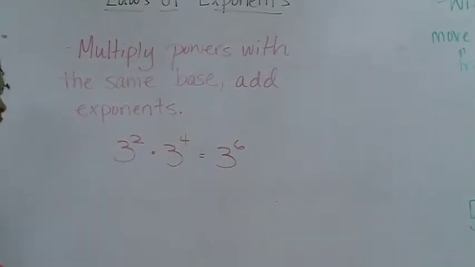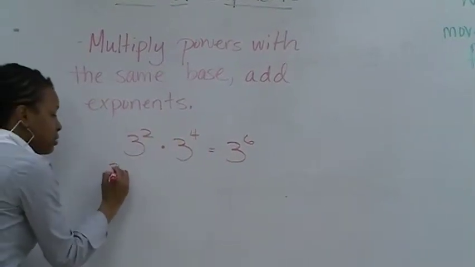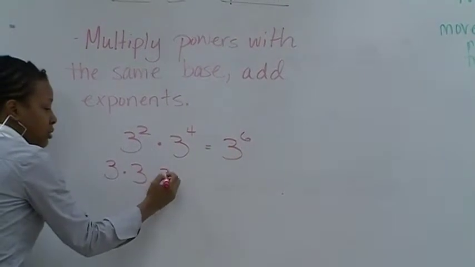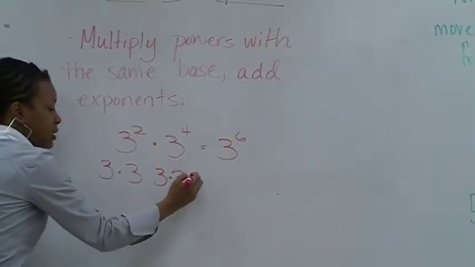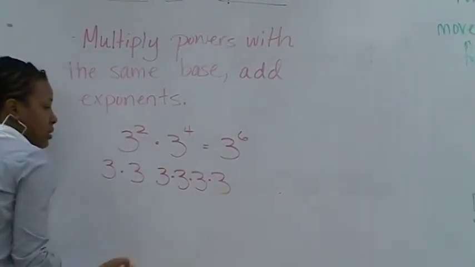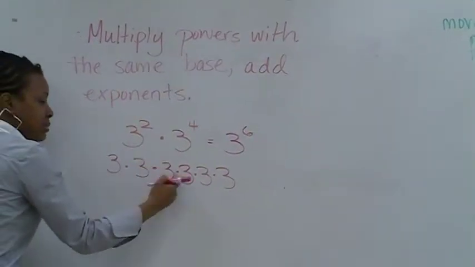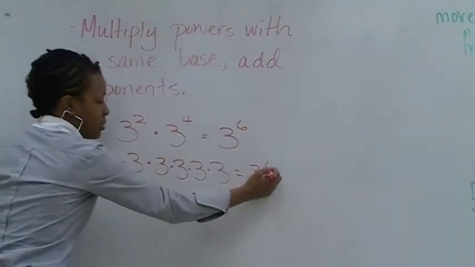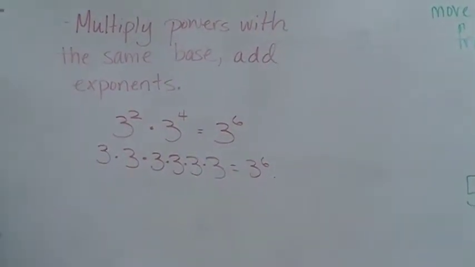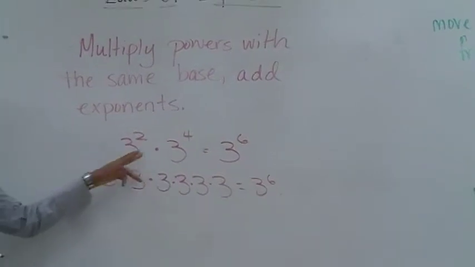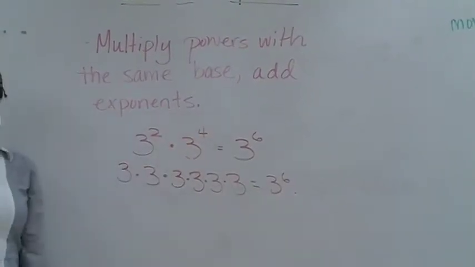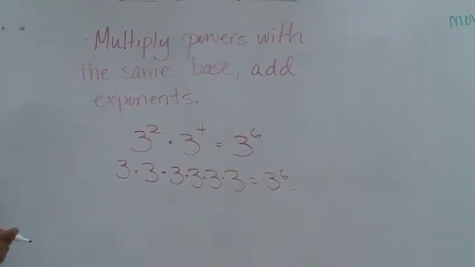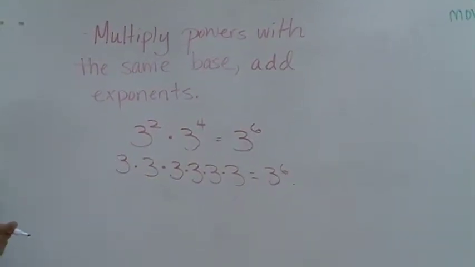And the reason why you could do that is because 3 to the second means 3 times 3, right? What does 3 to the fourth mean? 3 times 3 times 3 times 3. So if you're multiplying this times this, how many 3's is that? So if they have the same base, you add the exponents. Okay?